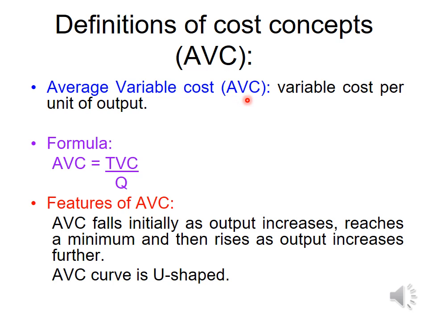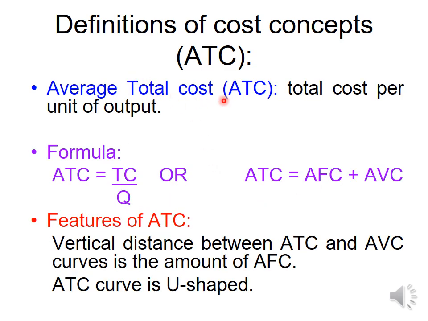Now, average variable cost: we just take total variable divided by quantity. We saw earlier that your AVC, or average variable cost, is U-shaped. It goes down and then it goes up. Most of your average cost curves are U-shaped. Now your average total cost is the highest U-shape that you saw earlier. How do we calculate it? We just take the total version divided by Q. So to get average total cost, we take total cost divided by Q. Or, since cost is always fixed plus variable, we take average fixed plus average variable to give you average total. One thing: we use average total cost and average cost as the same thing.